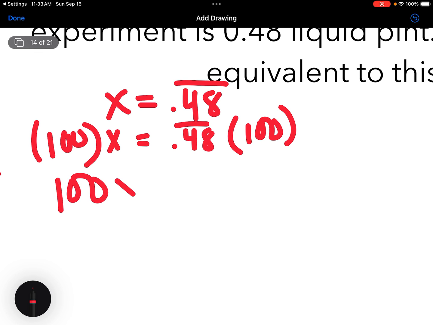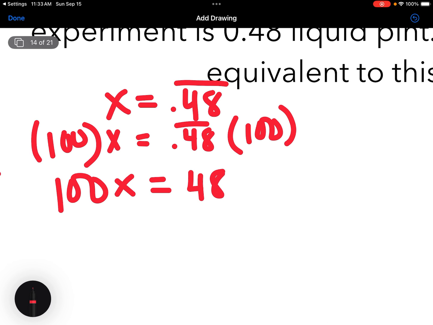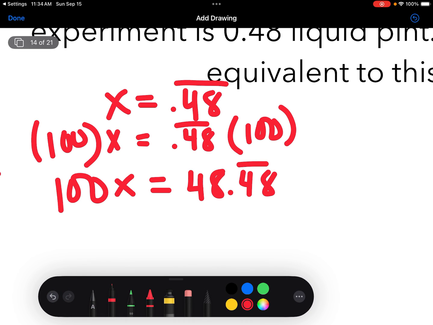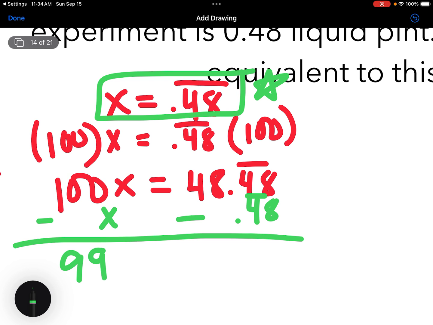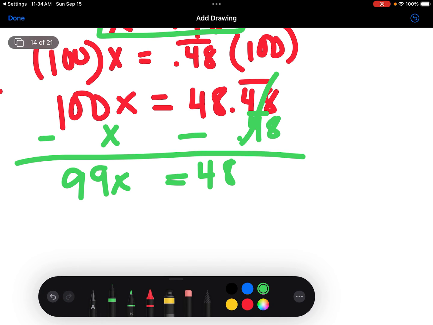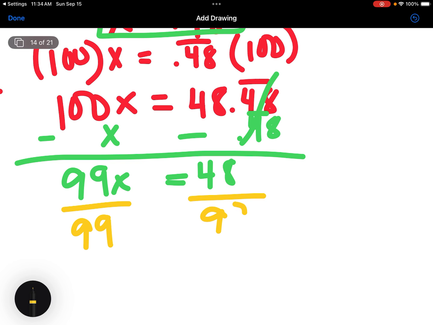So I have 100x equals 48.48, repeating. Then I go back and I subtract off the repeating part, which leaves me with 99x and 48. Then I have a one-step equation, so I'm just going to divide by 99 on each side to get the x by itself. So x equals 48 divided by 99.